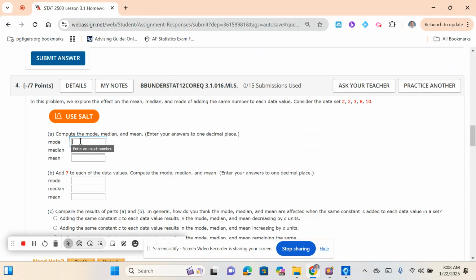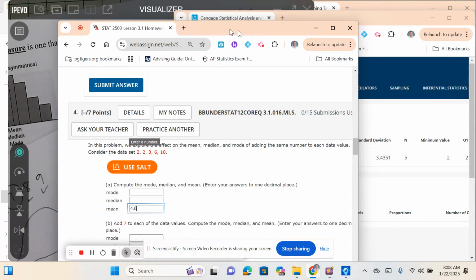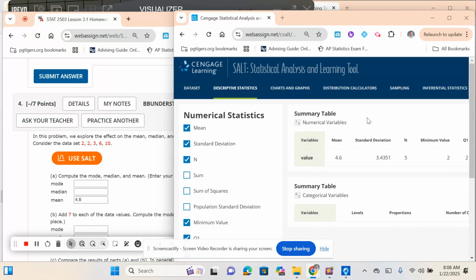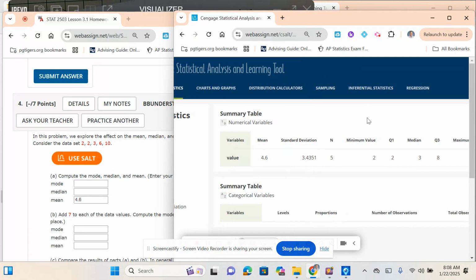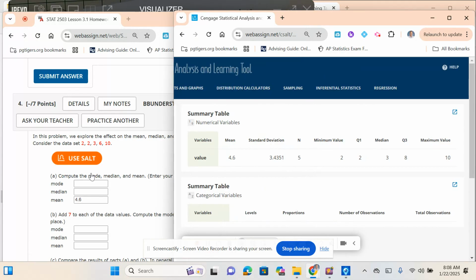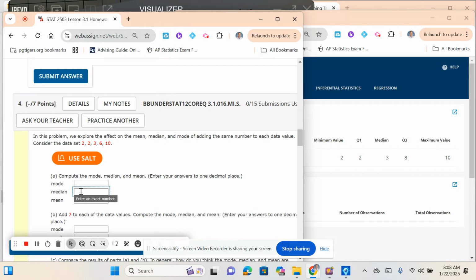But for now, mean is 4.6. Mean is 4.6, I apologize. The median, let's see, the median here. I don't know if this tells you the mode here. The median is 3 for me. And then the mode, which one's most occurring? So which one happens the most? I have two 2s, so my mode would be 2. So there's my mean, median, and mode.